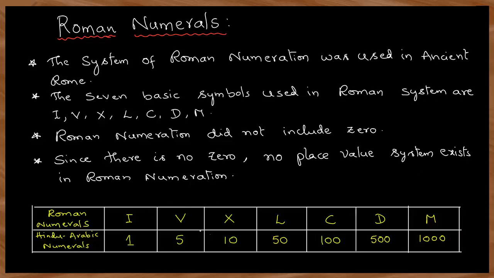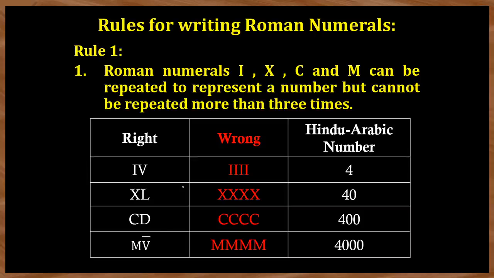Like in the Indian system of numeration, in the Roman numeration there are no ones, tens, hundreds, thousands like that. Place value system does not exist in the Roman numeration. We just use these 7 symbols to write all the numbers. All of you are aware of these numbers from your previous class also. Now I am going to explain the rules we have to use to write the Roman numerals.